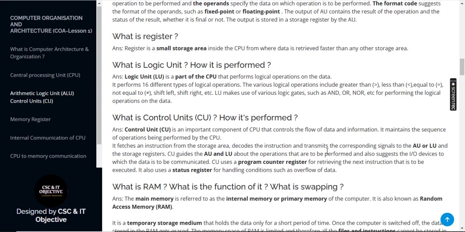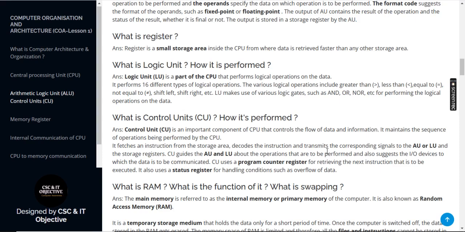What is a control unit? How is it performed? Control unit is an important component of the CPU that controls the flow of data and information. It maintains the sequence of operations being performed by the CPU.